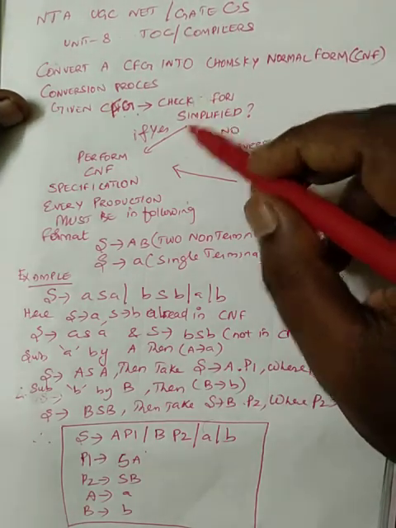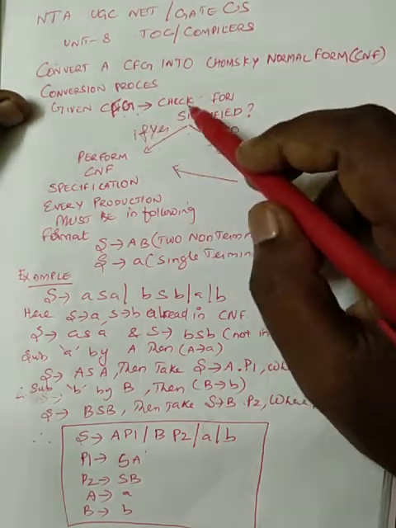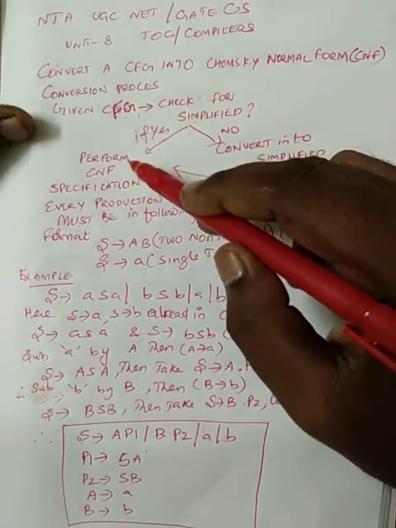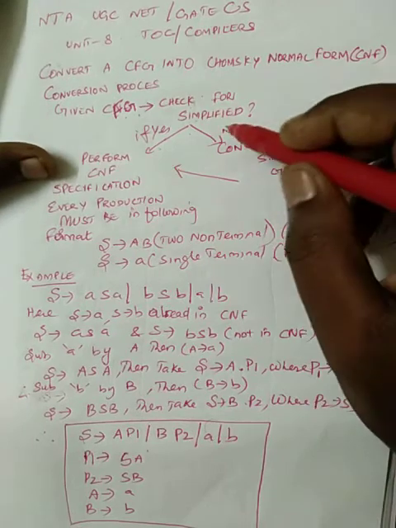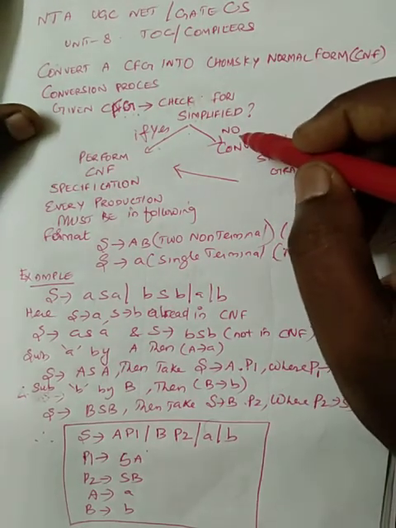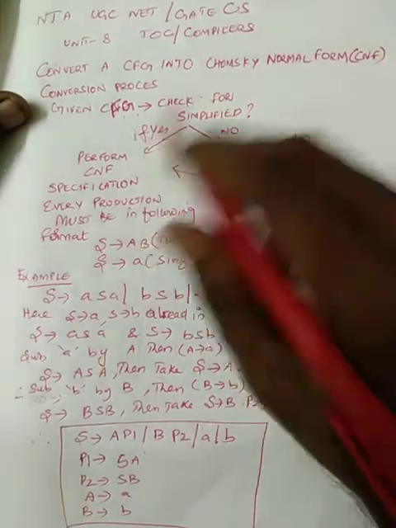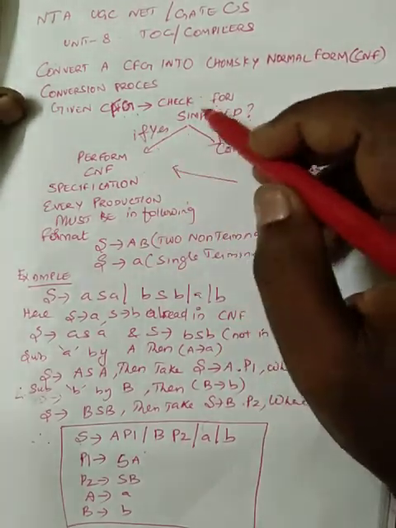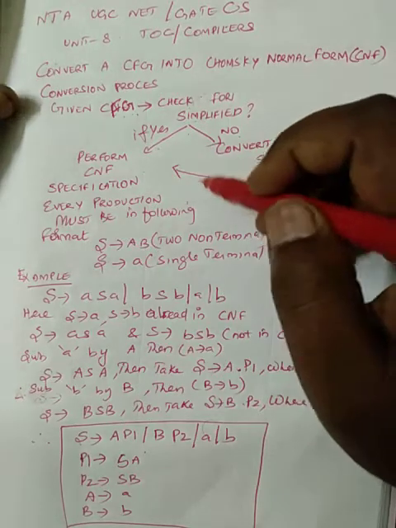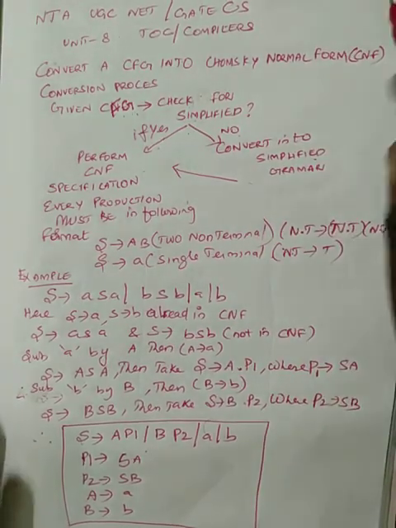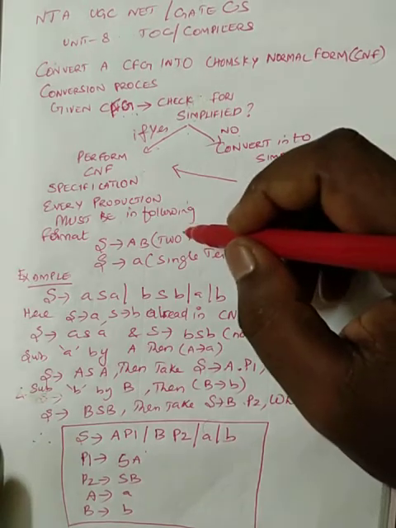So here I am checking: if yes, if it is already a simplified grammar, we can directly convert the context-free grammar into Chomsky normal form. Otherwise, first you want to make a simplified grammar, then we can go for this step. I wrote it in triangle fashion, so hope you got what I mean. Now, what is the Chomsky normal form procedure?